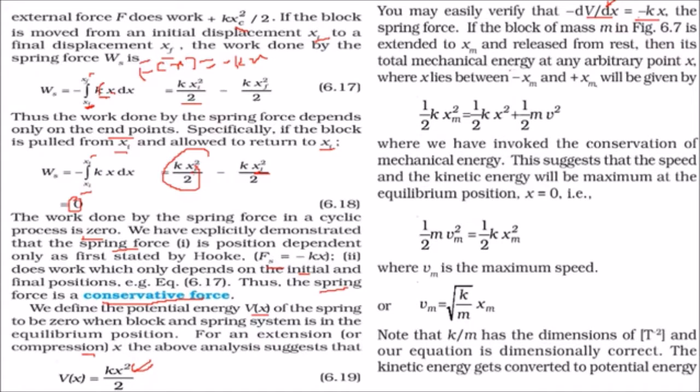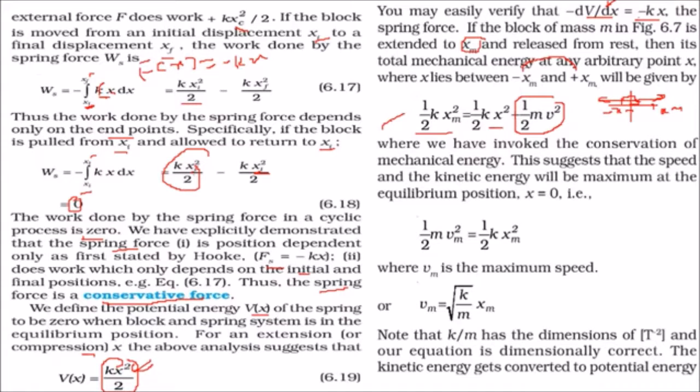So if the block of mass m is extended to xm and released from rest, then the total mechanical energy for any point x lying between minus xm and xm, with this being the equilibrium position, whether you elongate it, pull it or push it, is half k xm square. This equals half kx square plus half mv square. Half kx square is the potential energy, and of course it will have some velocity also, so half mv square is the kinetic energy.